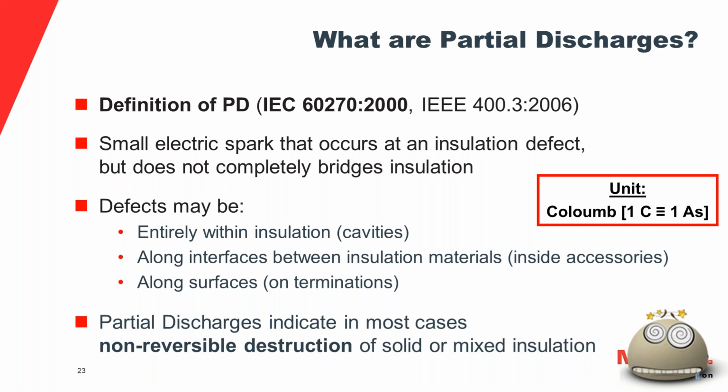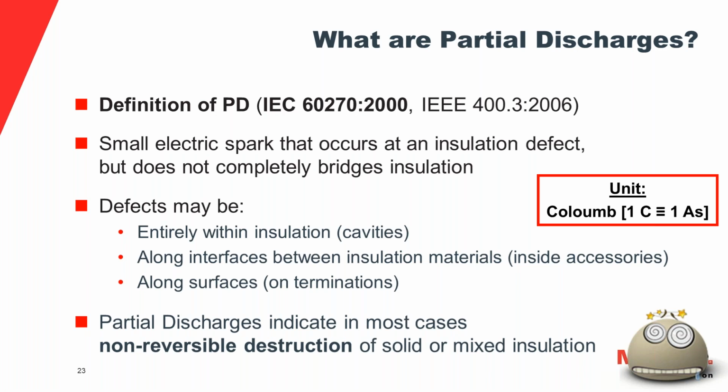And it says, for instance, this is just a chunk of the explanation: a partial discharge is a small electric spark that occurs at an insulation defect of whatever nature, but it does not completely bridge the insulation from high voltage to ground. These defects may be just cavities. It might be inside accessories, as I said, the interfacial condition, and then along surfaces, which would be on the terminations. And again, the presence of partial discharge pretty much tells you it is a non-reversible destruction of solid or even mixed insulation material.